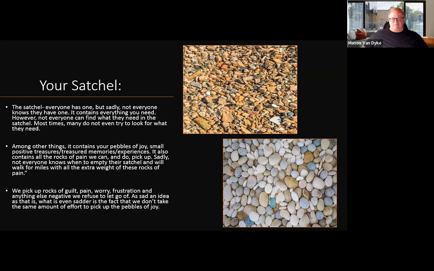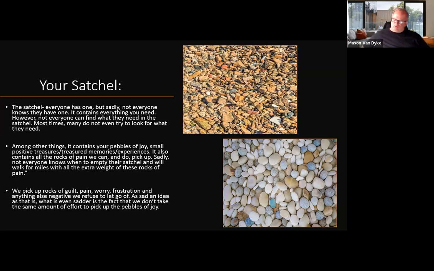In there, the way I picture it, you've got two things. You've got these little pebbles of joy, these moments of joy. You've got these rocks of pain and regret and guilt. And what people will do is remember the bad stuff more often than the good stuff.